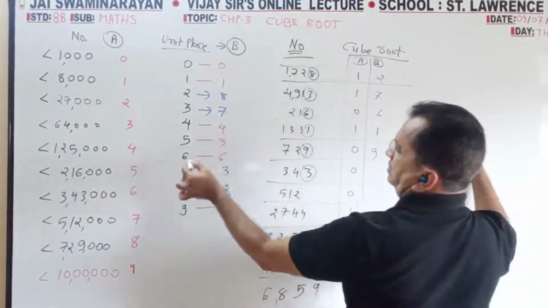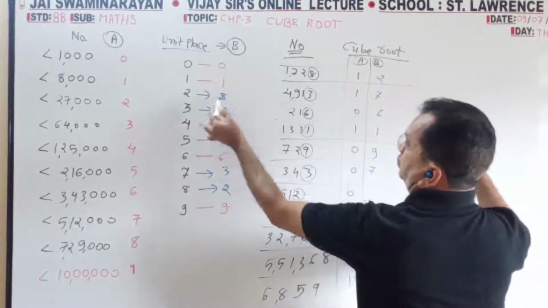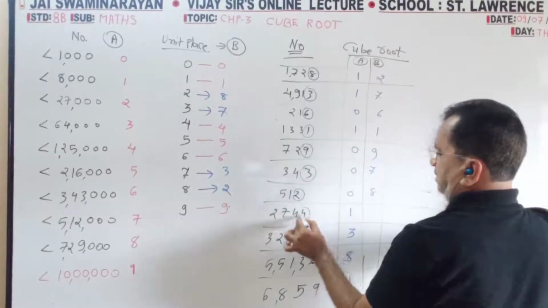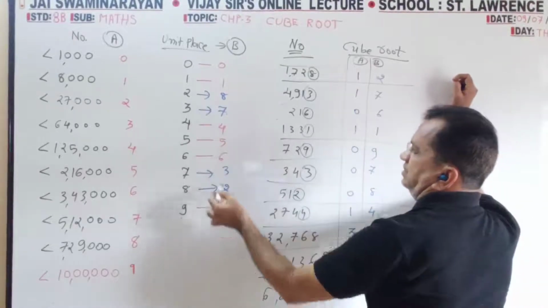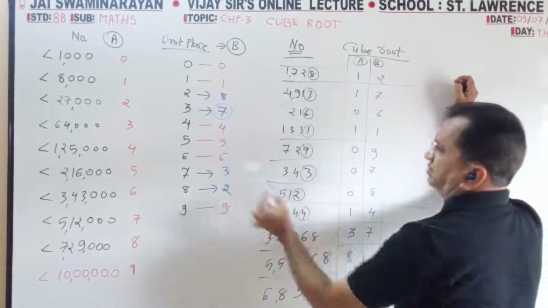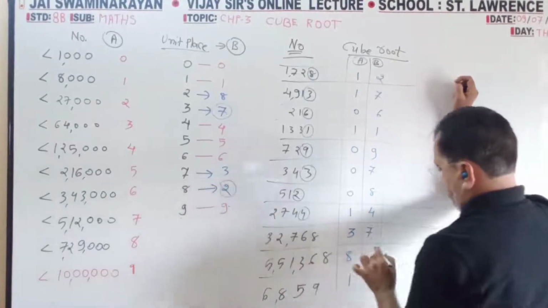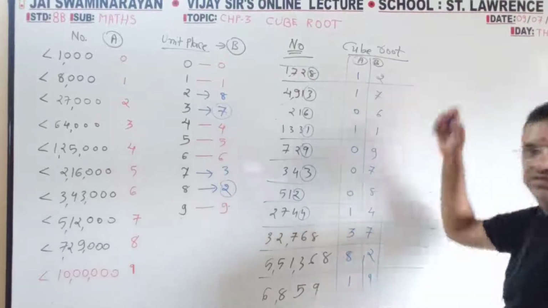Last number is 3. For 3, you have to write 7. Last number is 2. For 2, it is 8. Last number is 4. For 4, it is 4. Last number is 3. For 3, you have to write 7. Last number is 8. For 8, you have to write 2. Last number is 9. So for 9, you have to write 9.